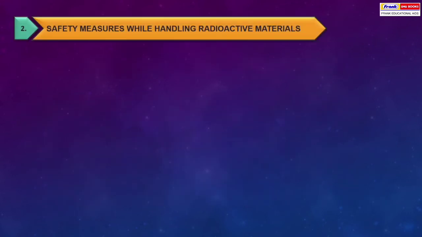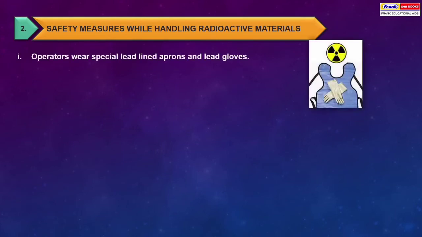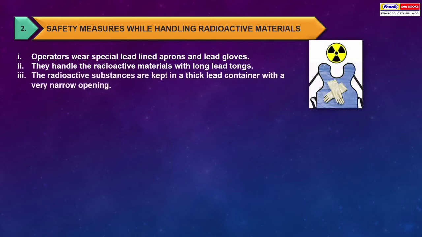Safety measures while handling radioactive materials. Operators wear special lead-lined aprons and lead gloves. They handle the radioactive material with long lead tongs. The radioactive substances are kept in thick lead containers with a very narrow opening.